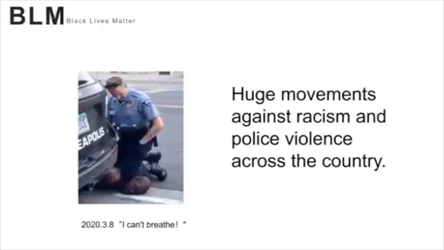BLM is also called Black Lives Matter. It is a Black human rights movement. In this event, we can separate people into two different groups. One is Derek Chauvin, the white police group, and one is George Floyd, the Black activist group.